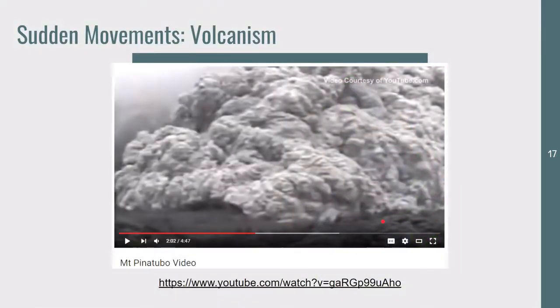The Mount Pinatubo eruption in the 1990s is actually one of the most devastating volcanic eruptions in human history, and most of us only know about it from books or videos, but most of our parents and our grandparents may have some memories about it.